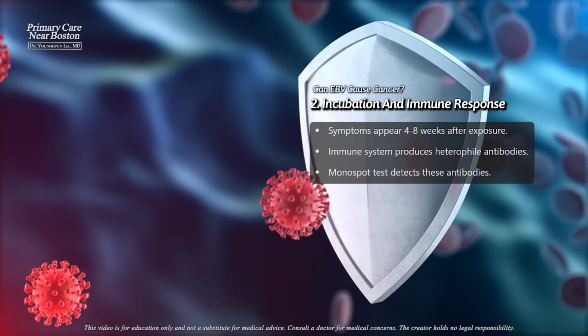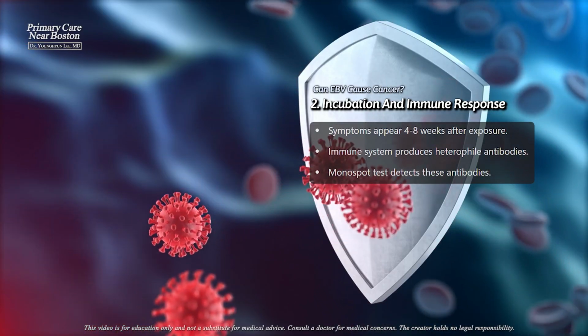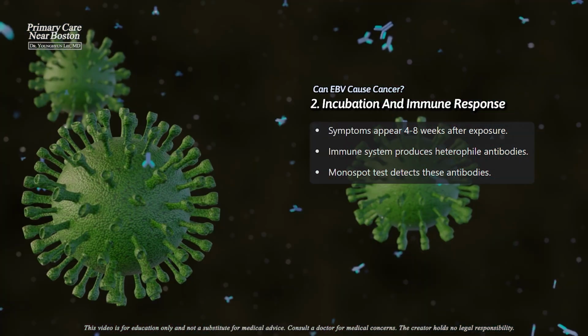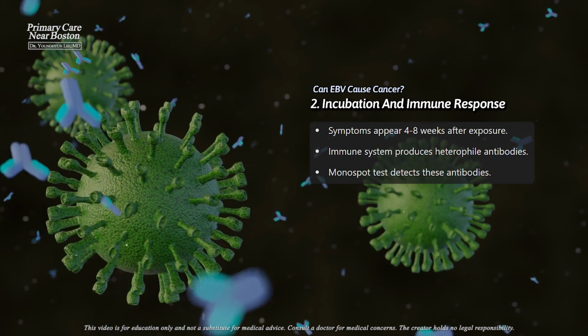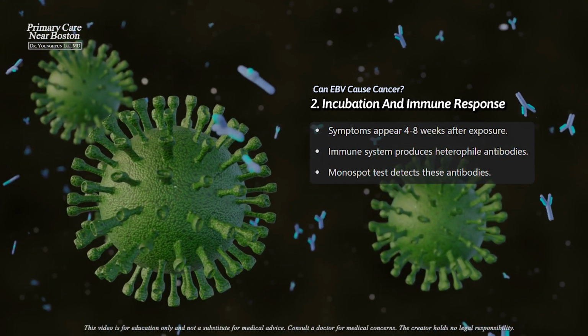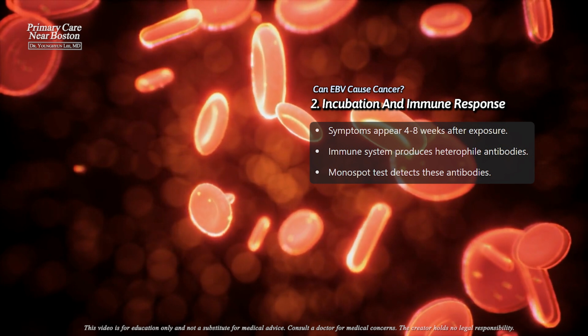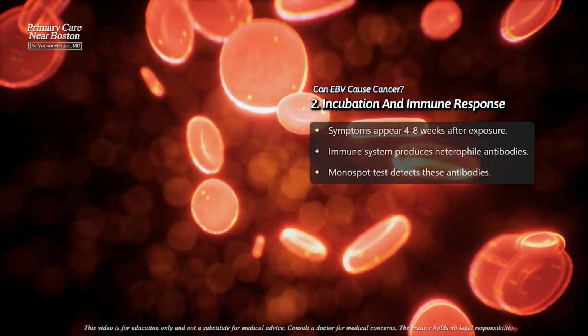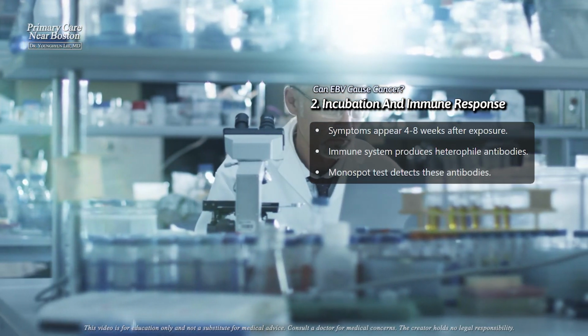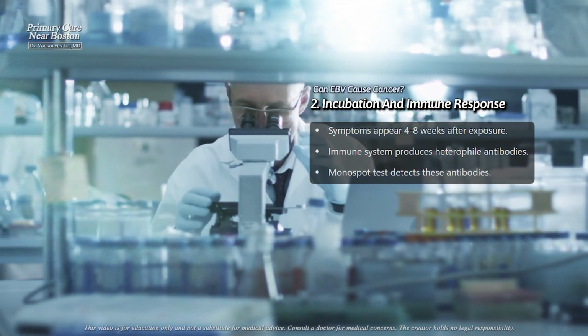In patients with EBV infection, the immune system responds strongly. EBV-infected B cells trigger the production of antibodies, including heterophile antibodies. These are a specific type of antibody that react to certain animal red blood cells, like sheep and horse cells. This is what the common monospot test detects to diagnose mono.